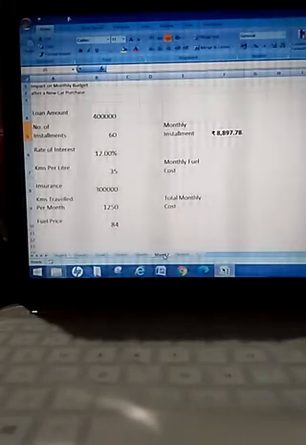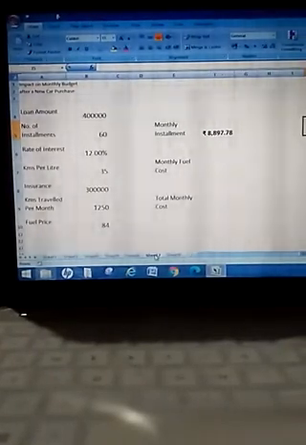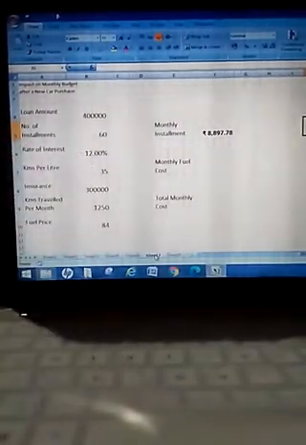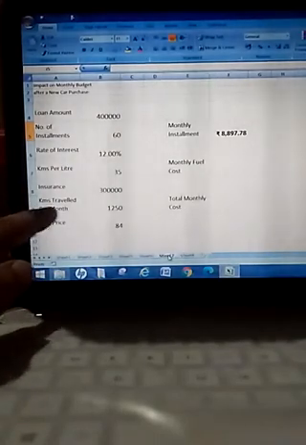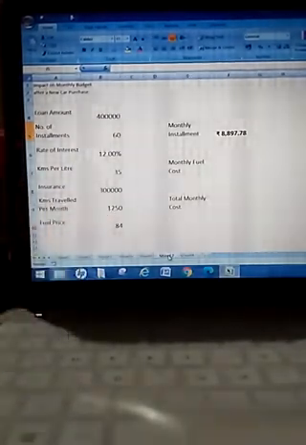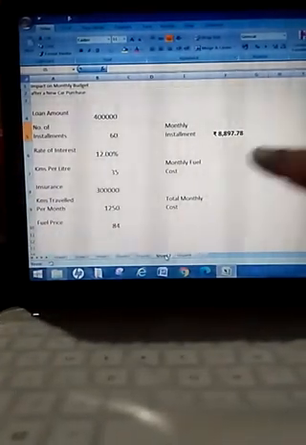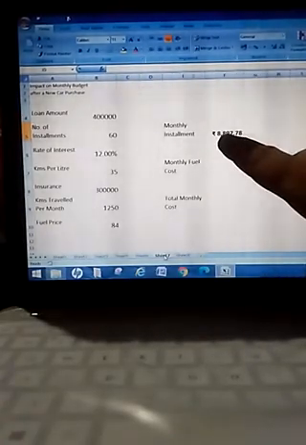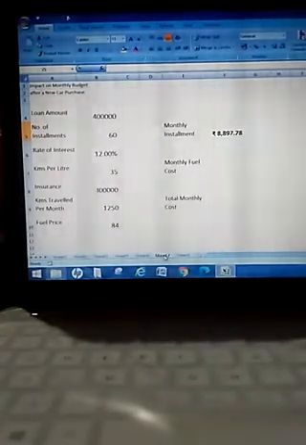Here you will be able to see that I have made a worksheet in front of you. Some of the loan amount is given, the number of installments is given, the rate of interest is fixed, kilometer per liter is 35, insurance is 3 lakh, kilometers traveled per month is 1250, and fuel price is approximately 84. Here we will find out the monthly installment, monthly fuel cost and total monthly cost. So I'm just taking out the monthly cost.